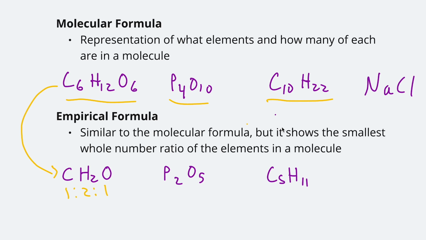If you did the same thing with the next molecule, P4O10, and divide each of those numbers by 2, then you get your smallest ratio, which would be a 2 to 5 ratio of phosphorus to oxygen. And for the next one, you have the same common denominator of 2, so you divide those numbers by 2, and you get a 5 to 11 ratio of those atoms in that molecule.